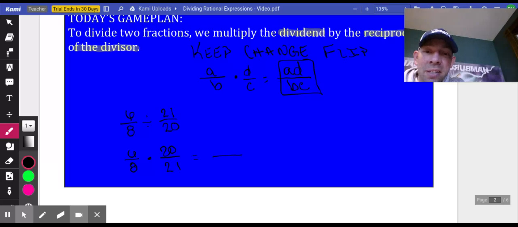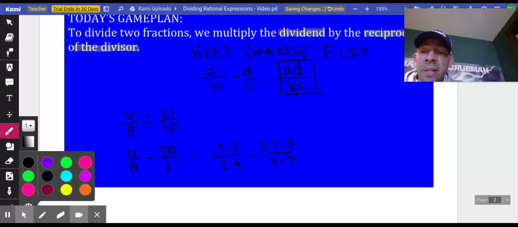So that 6 can be rewritten as 2 times 3. The factors of 8 are 2 times 4. The 20 could be 4 times 5, and then really that 4 is 2 times 2, so we get 2 times 2 times 5. Now the 21, I'm thinking, is 3 times 7.